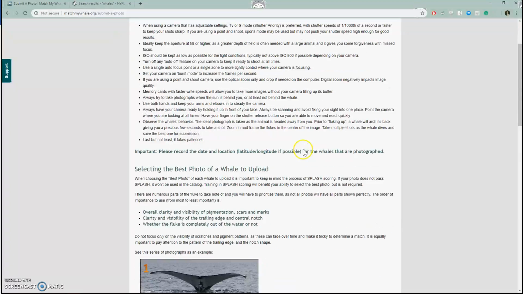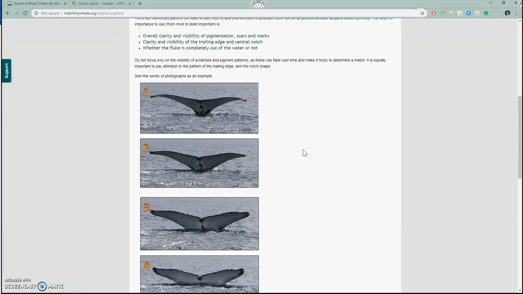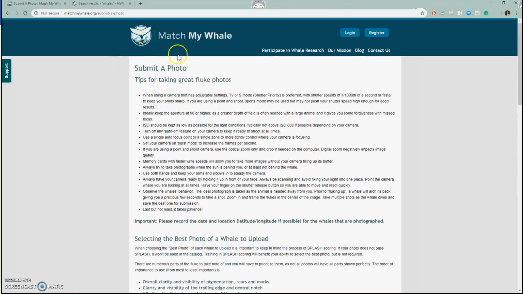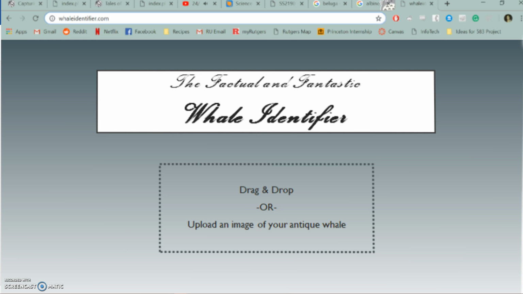However, it appears to still be in beta and actually relies upon real scientists and marine biologists to identify the images. My database would be more intimate in that it would just rely on images that have already been uploaded rather than consulting scientists. I have an example of what the actual website would look like. So whaleidentifier.com, it would be the Factual and Fantastic Whale Identifier where users could drag and drop or upload an image of an antique print or whaling image.